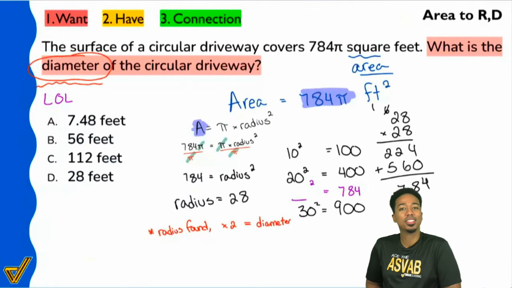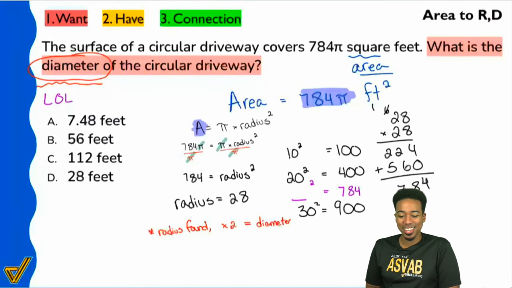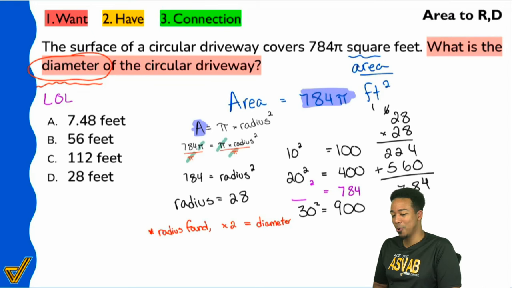Everybody, are we done? Is the answer D right over there, 28? Is that the answer? Oh, look at that. A lot of people here are saying, no, no, coach. I knew the whole time that it wasn't going to be 28. We need to double it to get the diameter, because remember, we were asked to find the diameter.